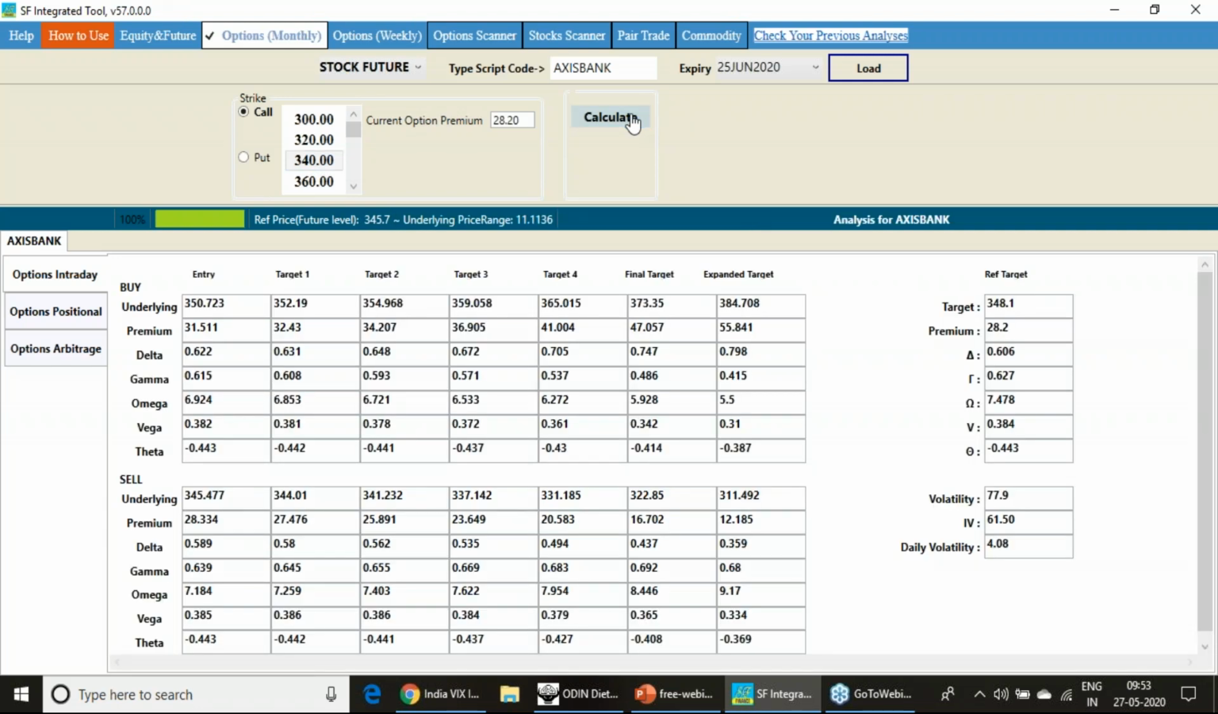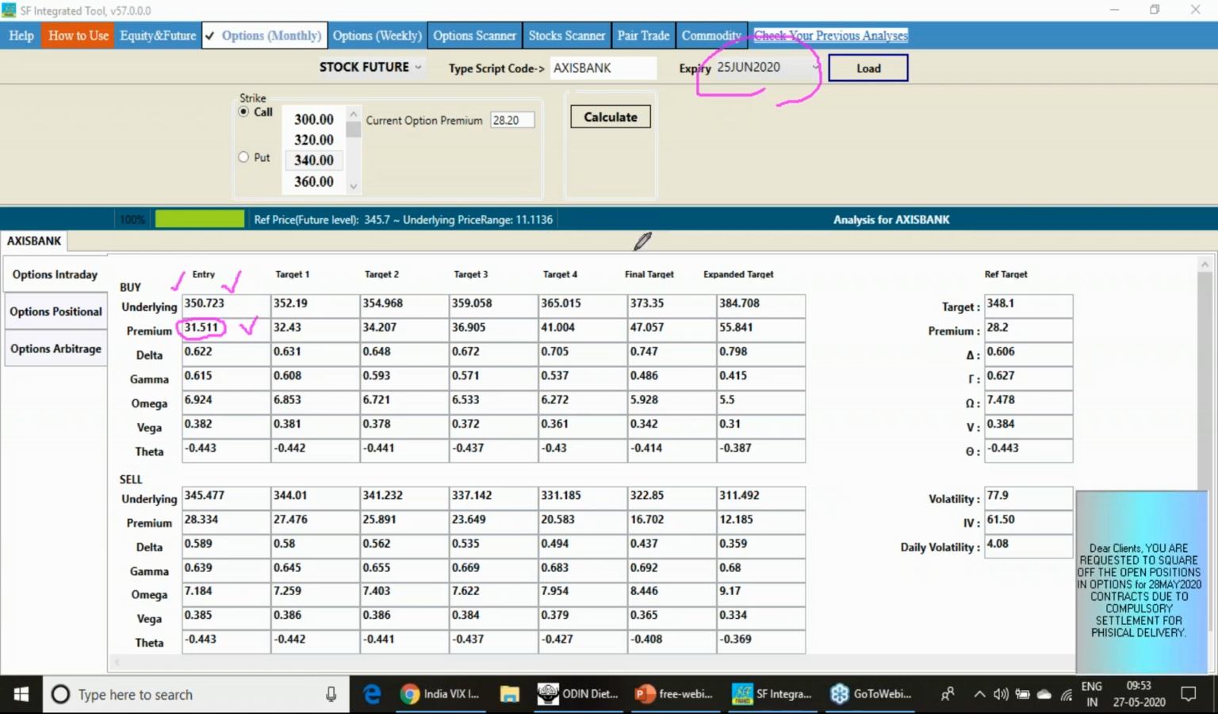given. So it is telling me you can buy this call option, this is for the June month, at 31 rupees 50 paisa, or when Axis Bank touches 351. Either of these, whichever comes first: if the Axis Bank future hits 350 initially, you can buy, or if the Axis Bank call option goes to 38 rupees 50 paisa, you can buy. If you buy here, keep a stop loss at 28 rupees 33 paisa, and these will be your targets.